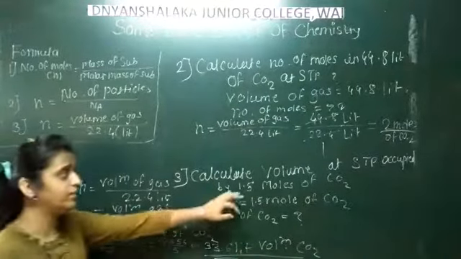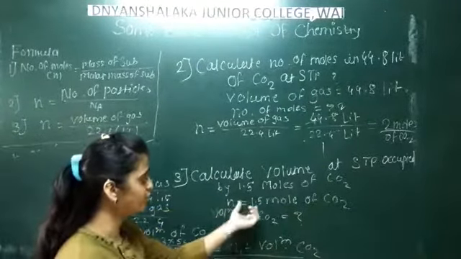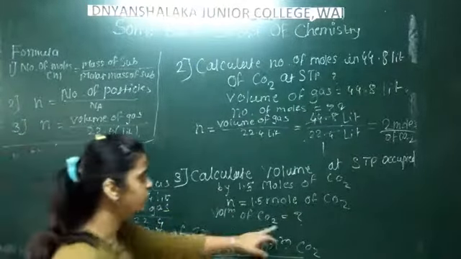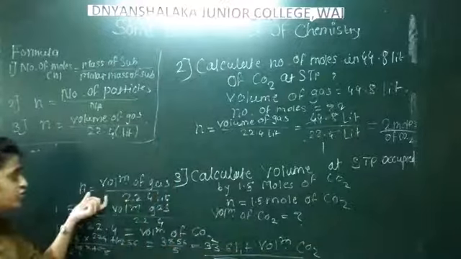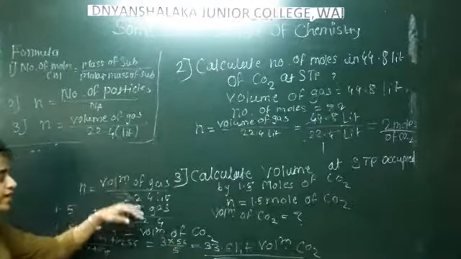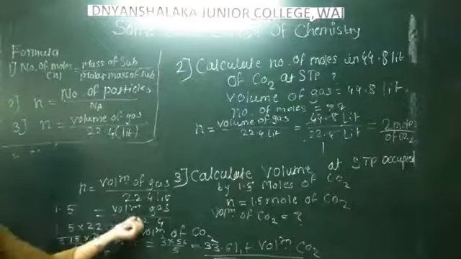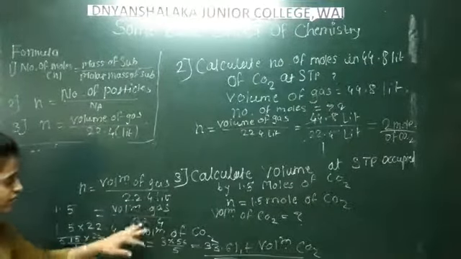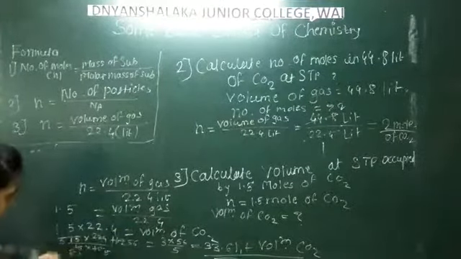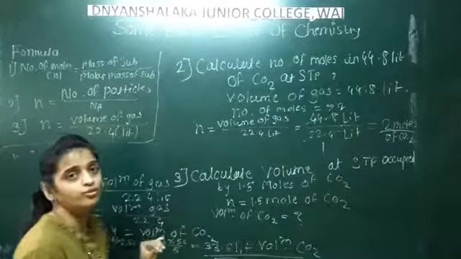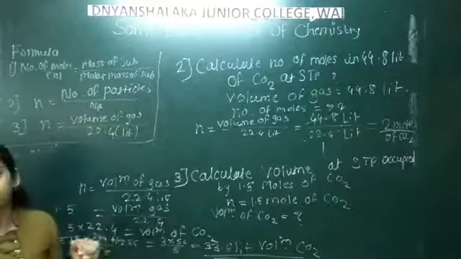In the second example, we are given the number of moles, 1.5 moles of carbon dioxide. We have to find the volume of gas, so question mark. Next we use the formula n equals volume of gas upon 22.4. So n is 1.5 moles, and the volume of gas is to be found, divided by 22.4. On rearranging and calculating, we get the answer: 33.6 liters volume of carbon dioxide gas.